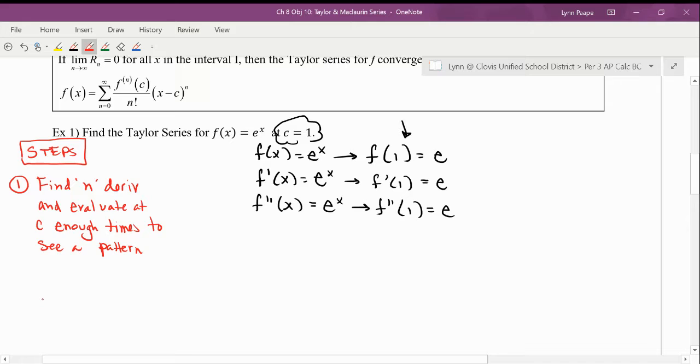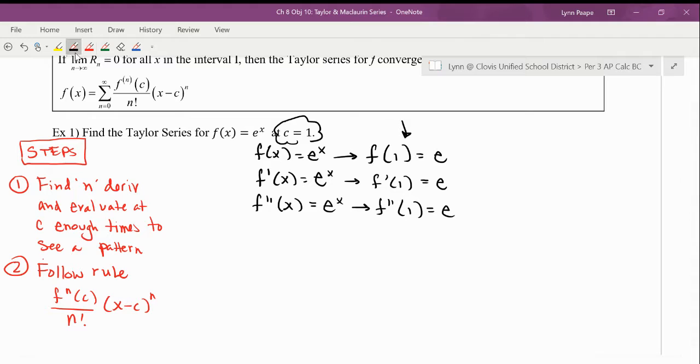Okay. So once we get our derivatives figured out, our next step is to follow the rule that we know from the Taylor polynomial, which applies for the Taylor series as well. So that would be the nth derivative of c divided by n factorial, times x minus c to the nth power. Okay, and so let's go ahead and do that.